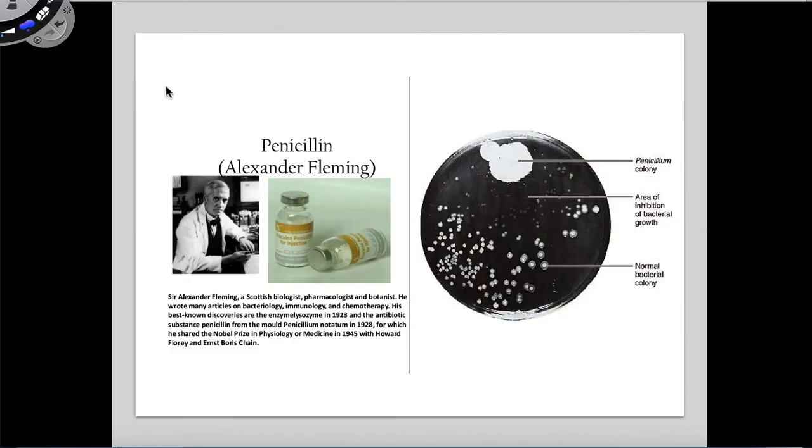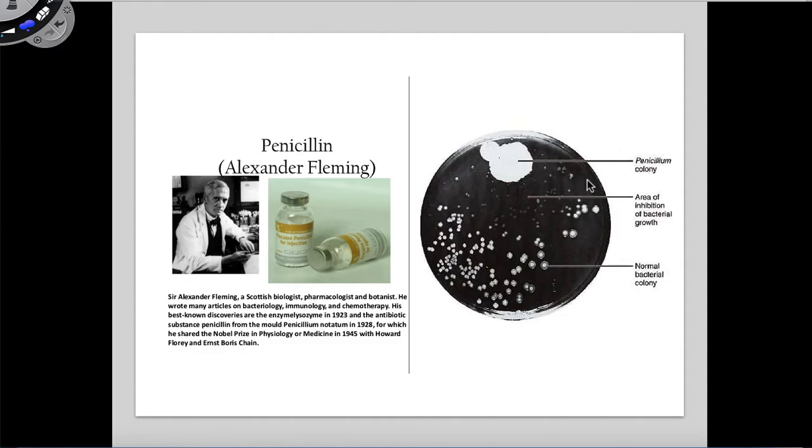So who discovered antibiotics? It was actually through a moment of serendipity that Alexander Fleming discovered penicillin. He was a Scottish biologist, a pharmacologist in botany, and he discovered the antibiotic substance now known as penicillin from a mold that was growing in one of his petri dishes that he left in his lab.